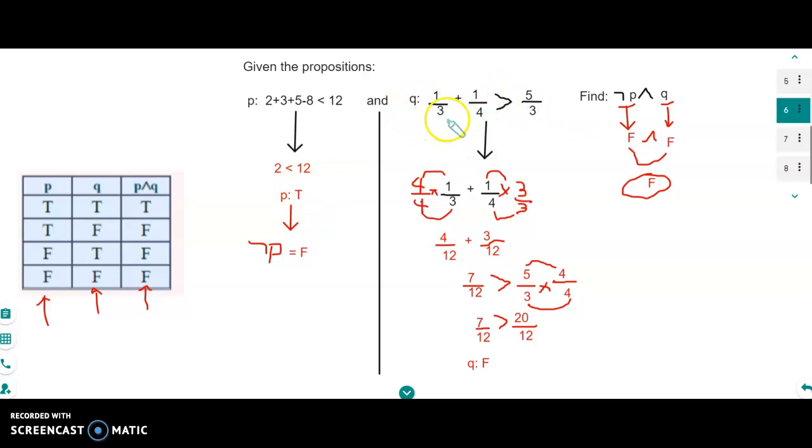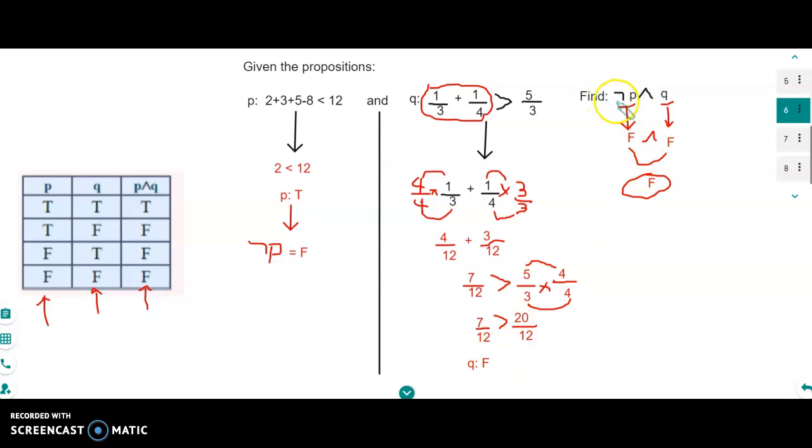And in this case that we have fractions, we have to solve all this operation. 1 over 3 plus 1 over 4. We solve this, we find the least common denominator, we multiply by the numbers to get the LCD, and then we compare the final answer, 7 over 12, with 20 over 12. And we realize that this is false.